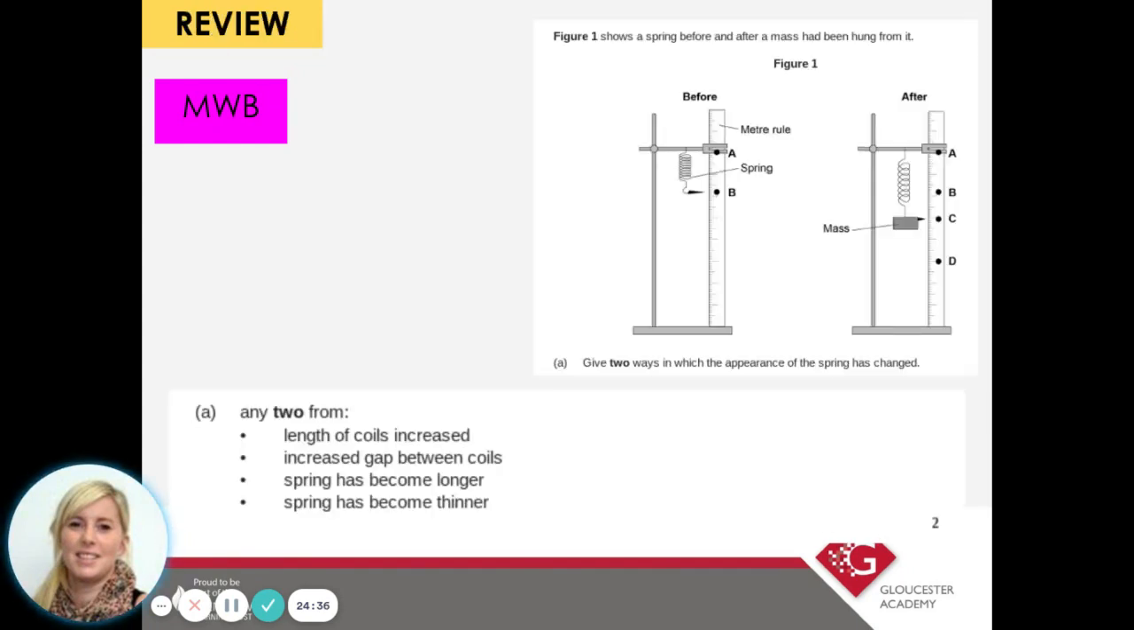And 2 minutes later, we're looking for any of these 2. So the length of the coils has increased. There's an increased gap between the coils. The spring has become longer or the spring has become thinner. So there are 4 options there. You only needed 2. So any of those 4, sorry, would give you 2 correct answers. And that one was out of 2.